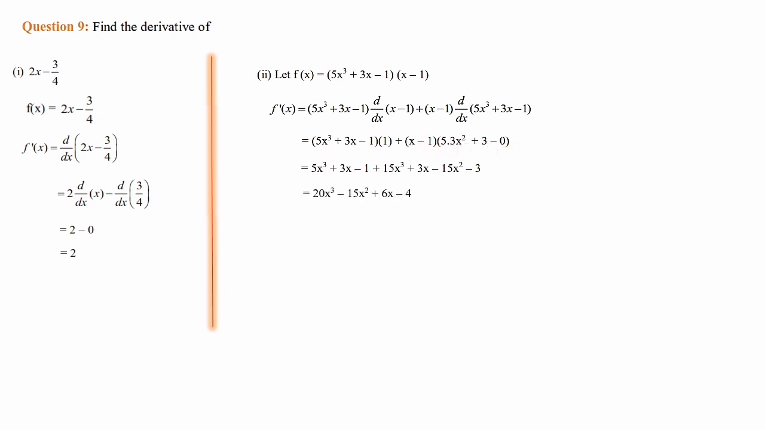Then we will go for the final calculation, that is here 5x cube and here 15x cube. When you add together, 20x cube will be coming. Next is the x square term, here there is minus 15x square. Then next we have to search for the x term, that is here 3x and here plus 3x, that is 6x. Then the constant terms, minus 1 minus 3, that is minus 4. So 20x cube minus 15x square plus 6x minus 4.